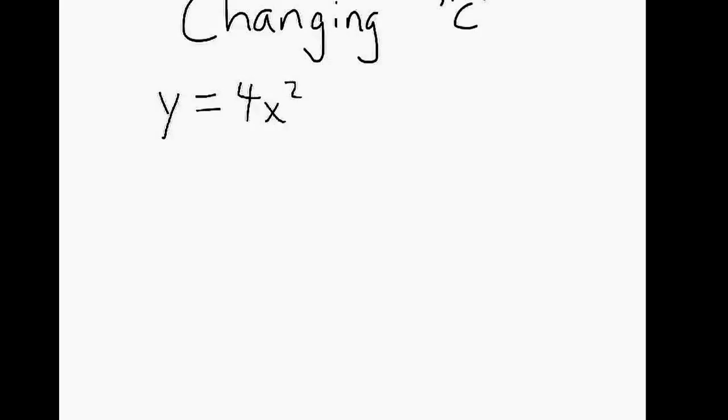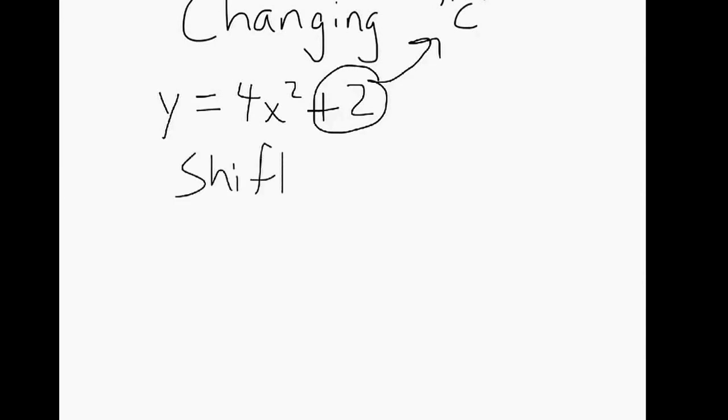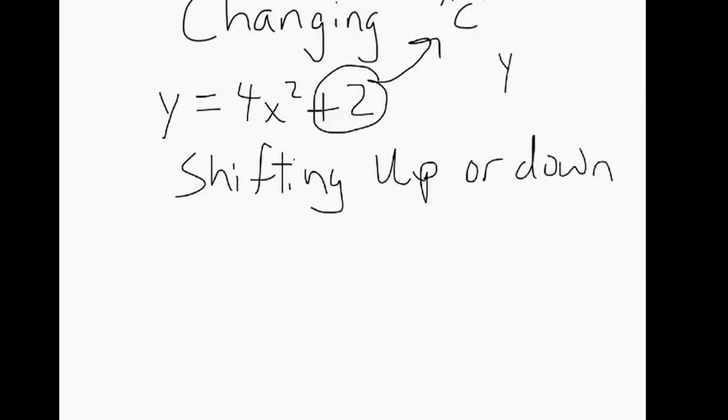Alright, the last thing that we're going to talk about is changing C. Okay? C is the number that's added or subtracted on the end of it. For example, y equals 4x squared plus 2. This plus 2 is your C. And this has to do with shifting up or down. And it's very similar to y equals mx plus b. It's very similar to what the b did. The b moved the line up and down along the y-axis. The c is going to do that very same thing.